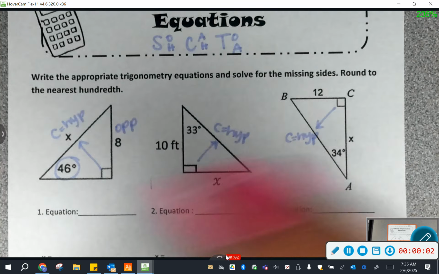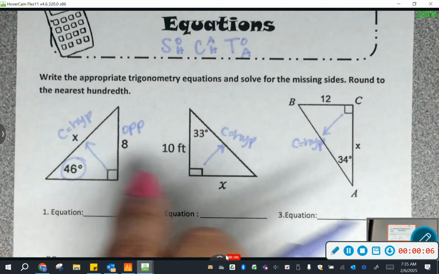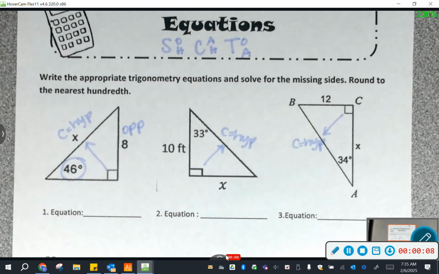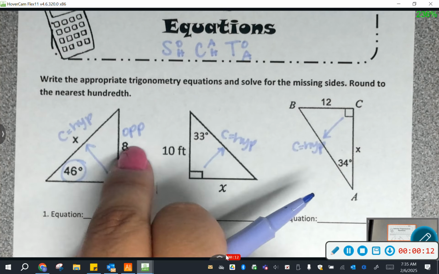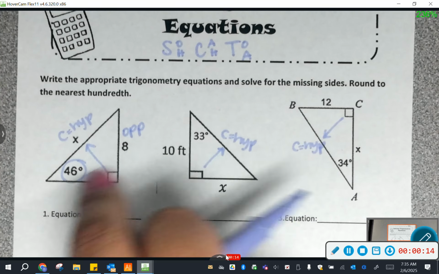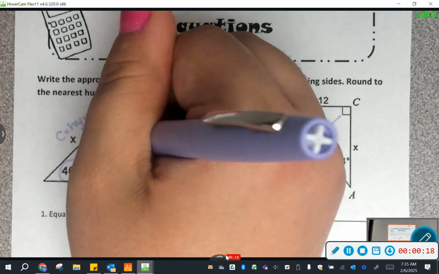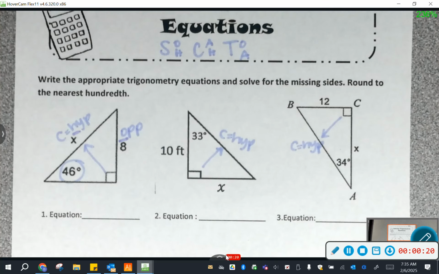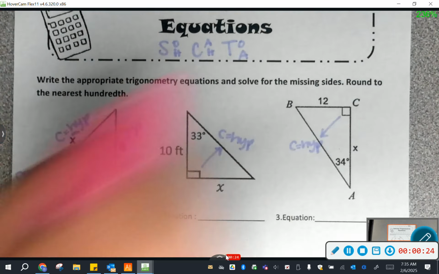Okay, so again, on every paper we're going to write SOHCAHTOA up top, and then always identify your hypotenuse right off the bat. Label your hypotenuse. 46 and 8, do you agree that's across the triangle? Yeah. So it's opposite. Which one of these has opposite and hypotenuse? Sine. It is.